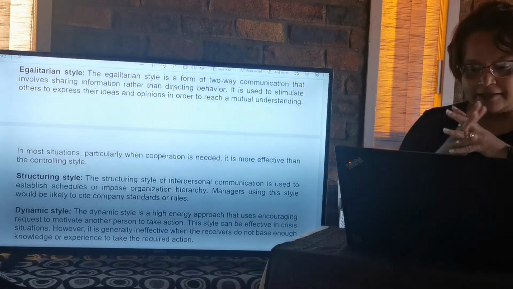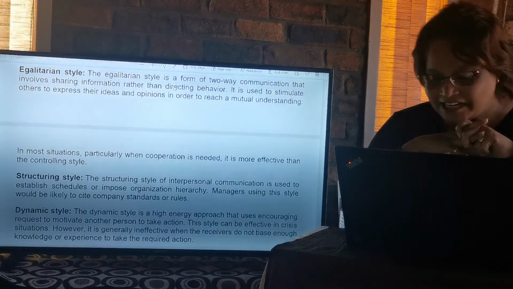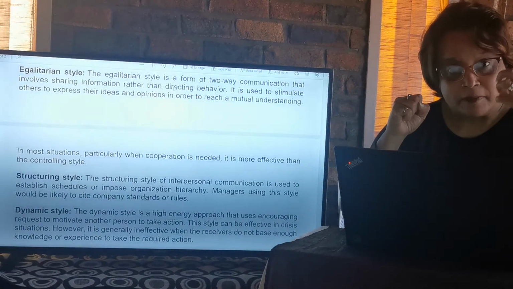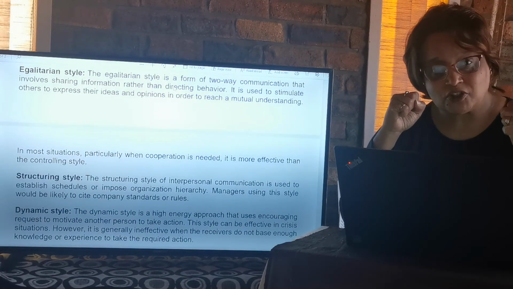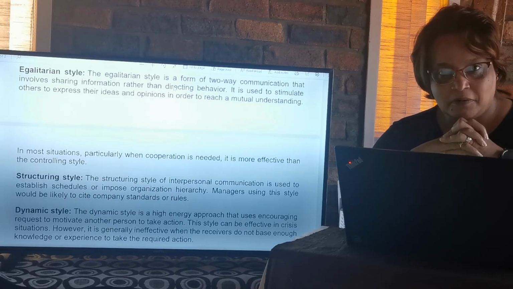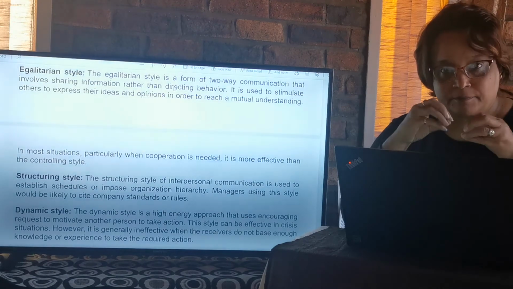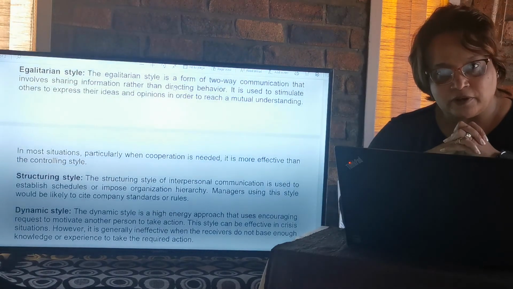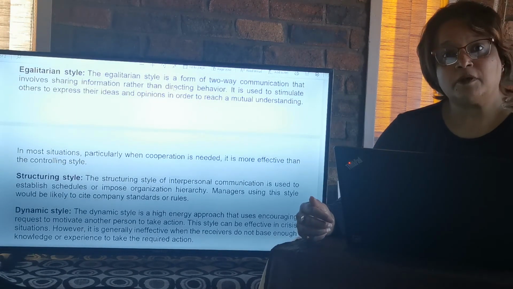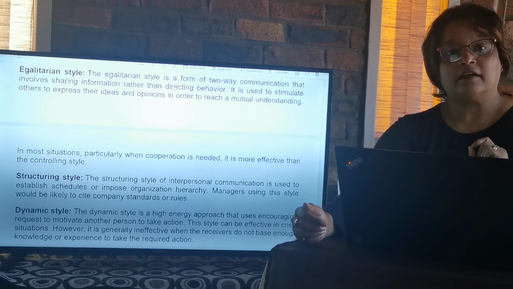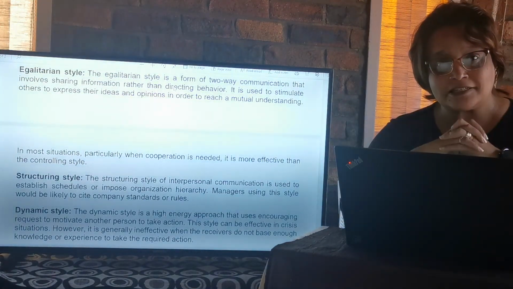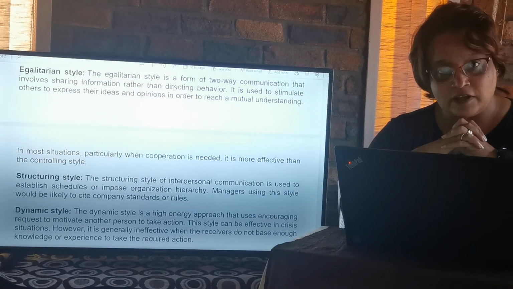Then the dynamic style. The dynamic style is a high energy approach. So, almost to say the information is shared amongst two individuals that are very strong, enthusiastic people. Both are knowledgeable. Both can contribute or give input to the problem solving or to the scenario at hand. So you have the person giving the information, being knowledgeable, but also being receptive to what the receiver can input, because that person is just as enthusiastic for giving his or her input.